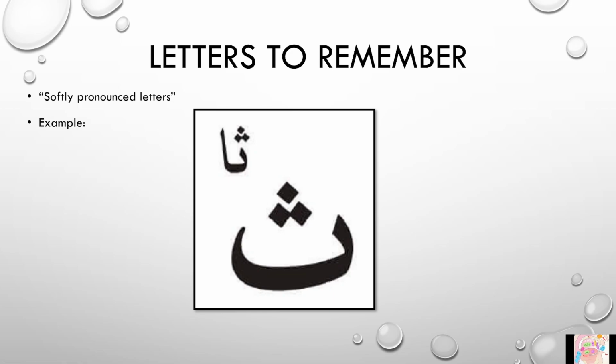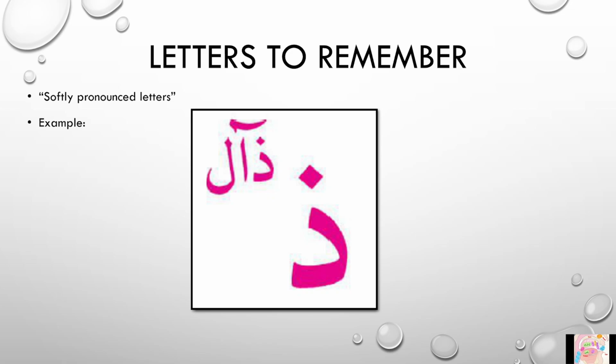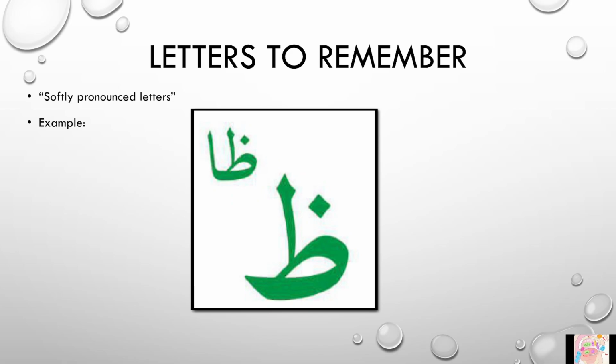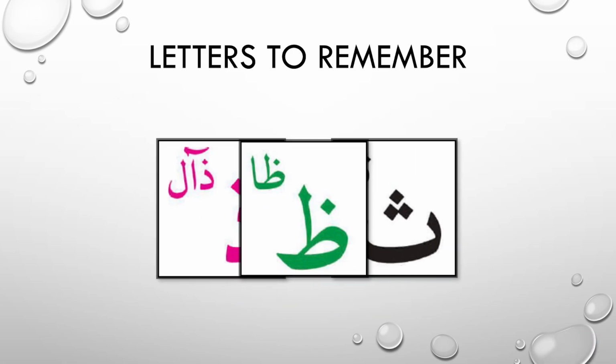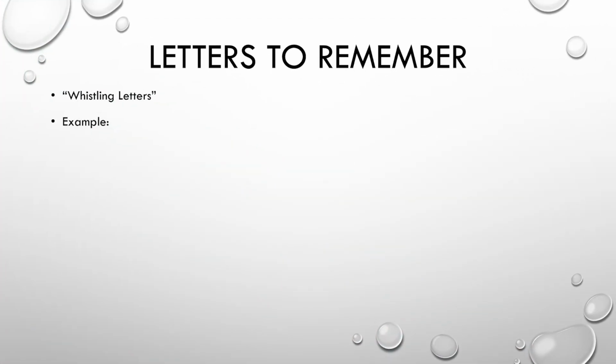Tha. Touch the tip of your tongue to the upper part of your teeth. Dhal, dhal, va. So we have these three letters that are pronounced very softly. When you pronounce these letters, you have to make sure there's no whistling sound in it, there's no sharpness in the pronunciation. It's very soft. Tha, va, dhal.